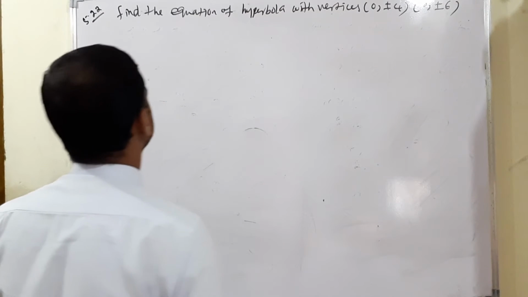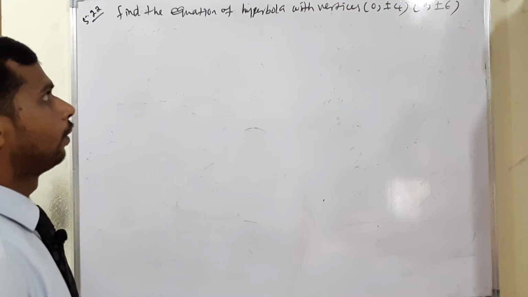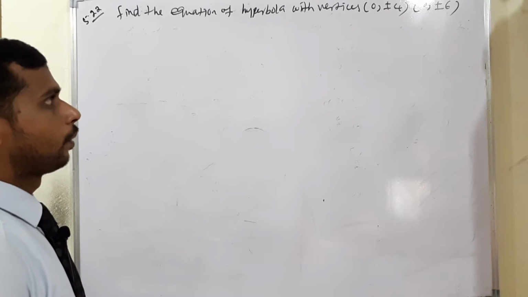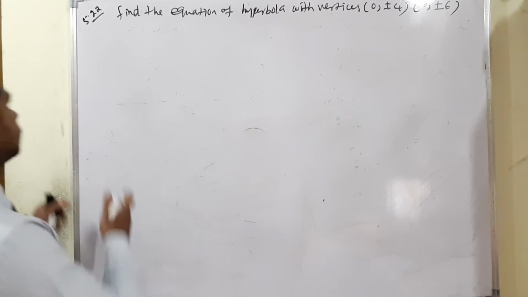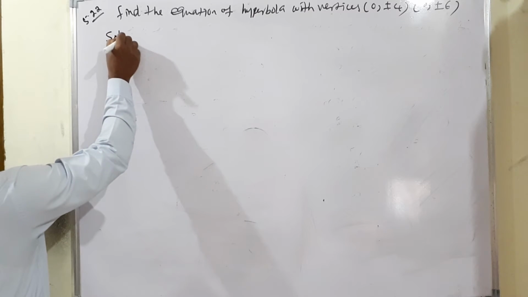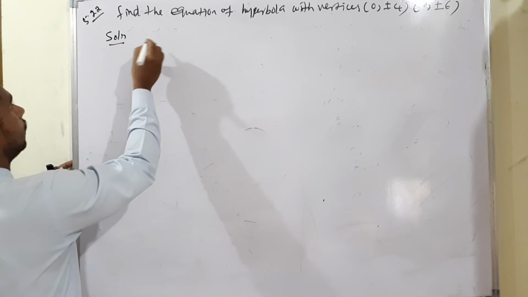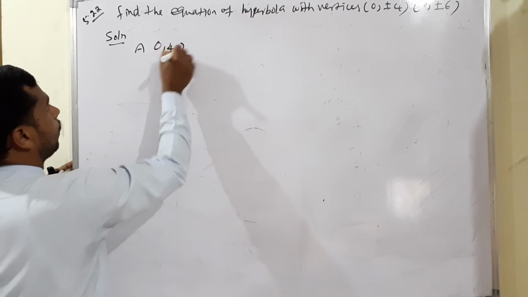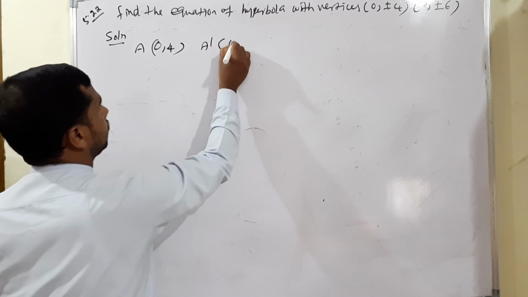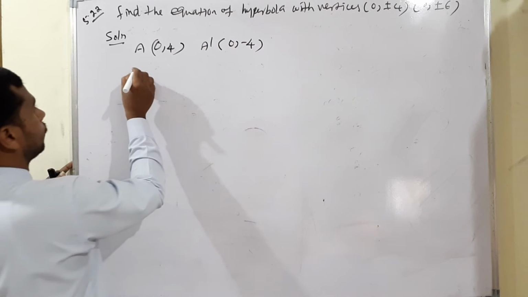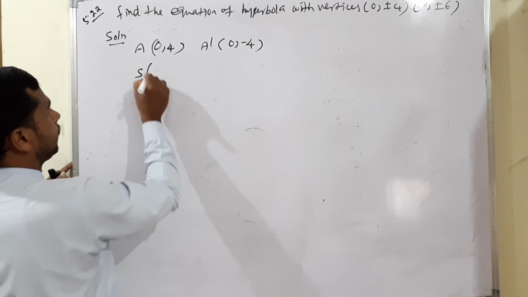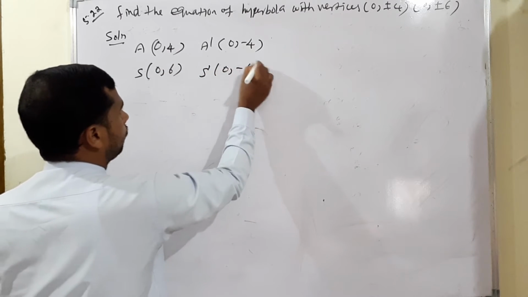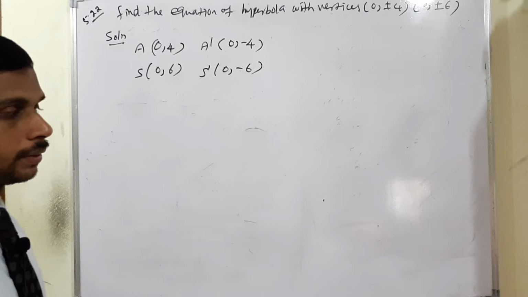Moving to example 5.22, find the equation of hyperbola with vertices 0, comma, plus or minus 4. Next, foci are 0, comma, plus or minus 6. So solution, that is A, what is the point? 0, comma, positive 4. Then A dash means 0, comma, minus 4. As well as the next condition, S means 0, comma, 6. S dash means 0, comma, minus 6. Center always 0, comma 0.